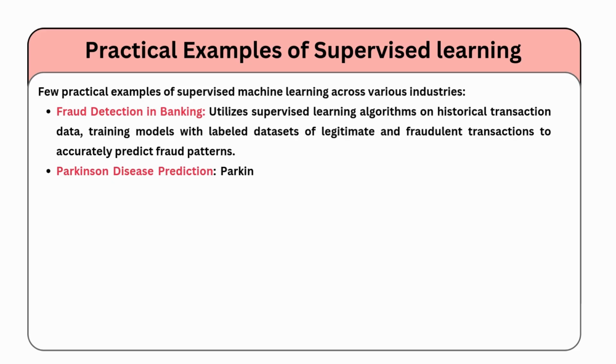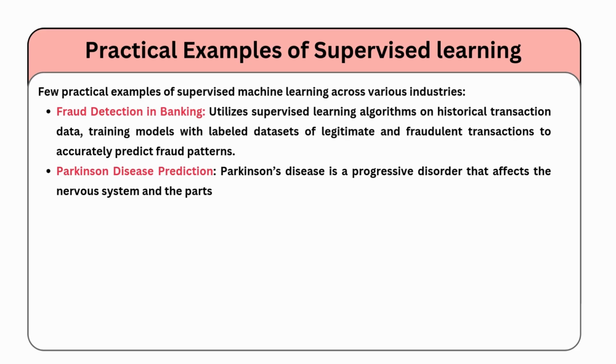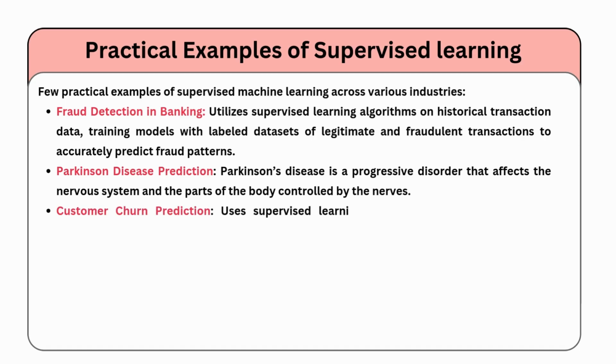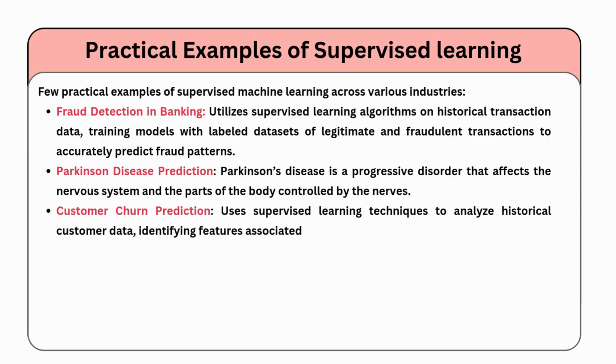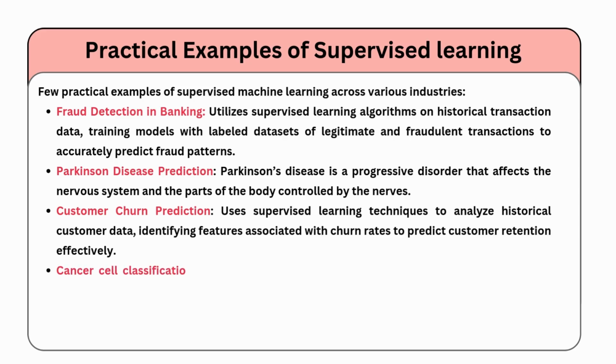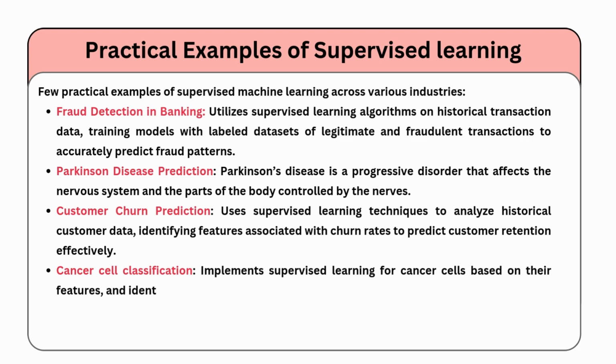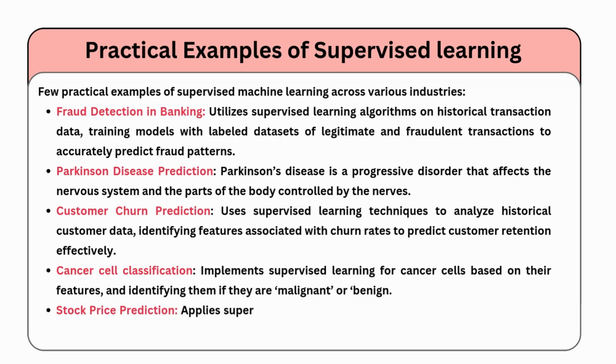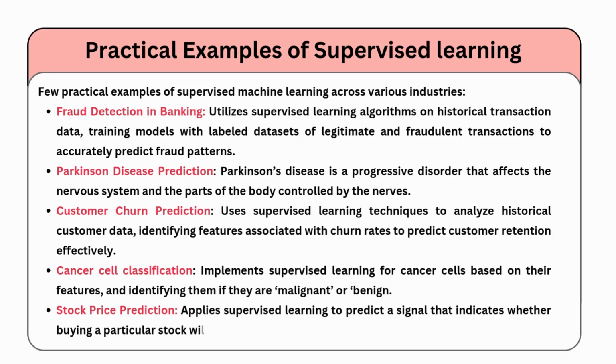Parkinson's disease prediction. Parkinson's disease is a progressive disorder that affects the nervous system and the parts of the body controlled by the nerves. Customer churn prediction uses supervised learning techniques to analyze historical customer data and identify patterns associated with churn rates to predict customer retention effectively. Cancer cell classification implements supervised learning to classify cancer cells based on their features, identifying whether they are malignant or benign. Stock price prediction applies supervised learning to predict a signal that indicates whether buying a particular stock will be helpful or not.